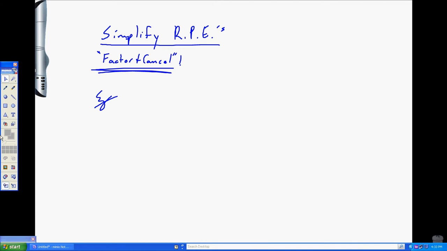So if we start with a simple example like 2x squared over x, there's nothing in this rational polynomial expression to factor, so to speak, but we can cancel things. The 2 divided by 1 is just equal to 2. Nothing big about that. But I can also cancel one x in the bottom with one of these x's up top and be left with 2x. It's really just 2x squared divided by x. Nice and simple.